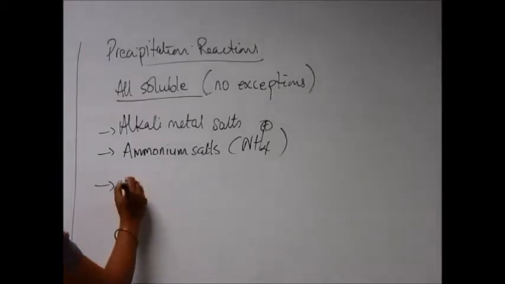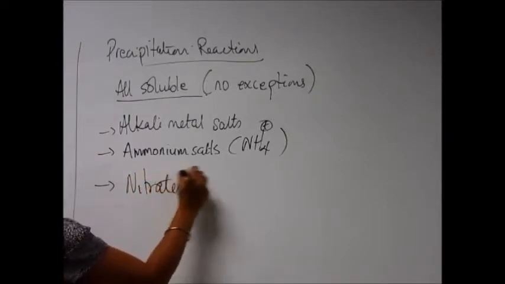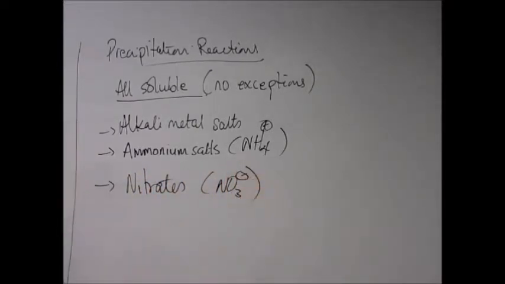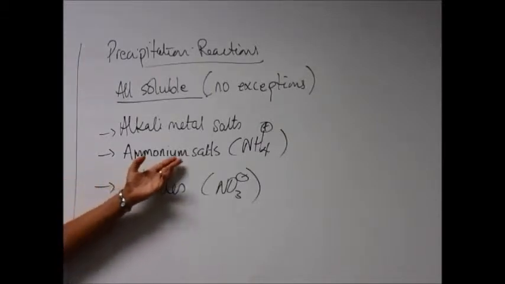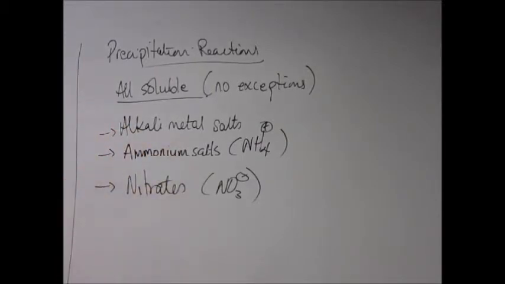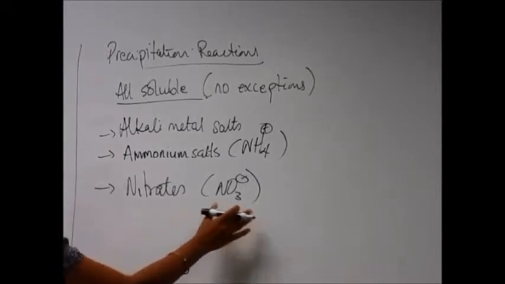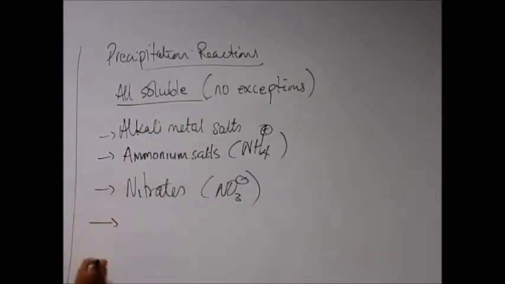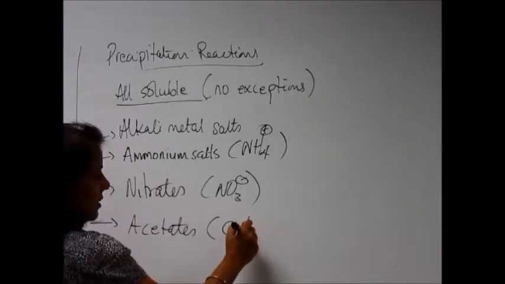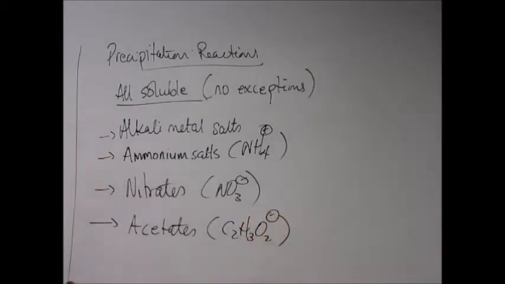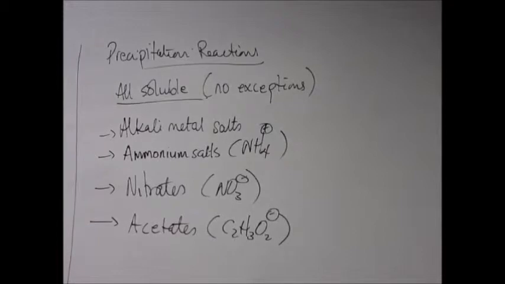And then we have nitrates. NO3 minus. So nitrates could be with anything, whether it's calcium, potassium, iron, ammonium. Ammonium itself has no exceptions whatsoever, so we have double no exceptions there. So all sorts of nitrate salts are going to be all soluble, no exceptions. And then we have acetates here. All acetate ions, salts, will be all soluble, completely, no exceptions.